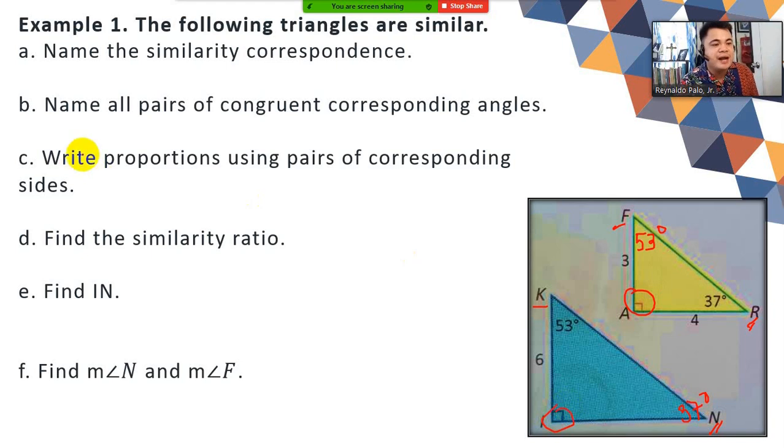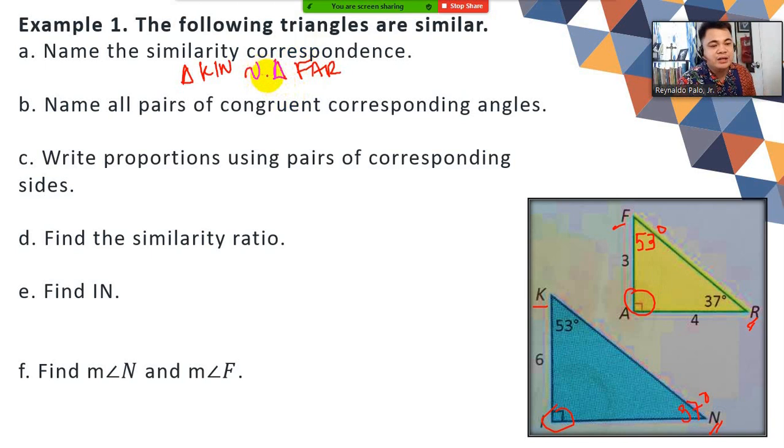Name the similarity correspondence. In naming similarity correspondence, we're just going to say that triangle KIN is similar to triangle FAR, or the other way around. So, triangle FAR is similar to triangle KIN. There's no problem with that.